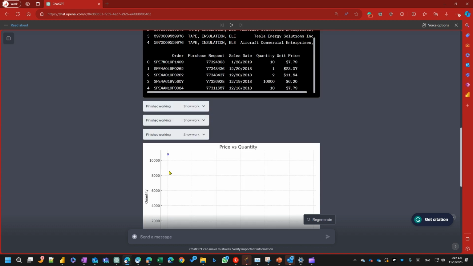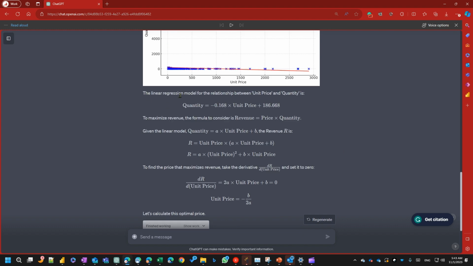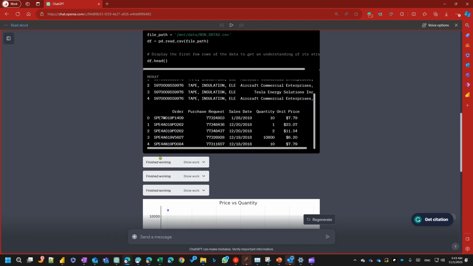So it basically completed some more stuff, and then it plotted the price versus quantity. As you can see, for some reason there's some high quantity where the price is low, probably 0, or maybe it's just an error in our data. So maybe that's something we have to take into consideration and not consider for analysis. But here, the linear regression, actually, let's have it read it for us.